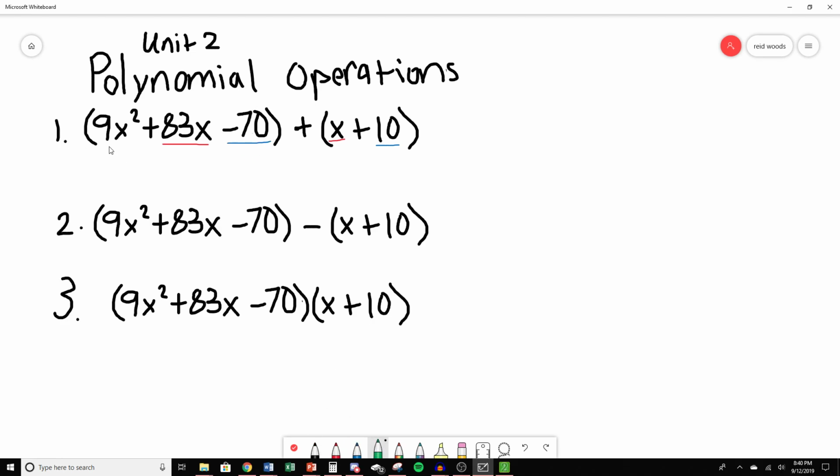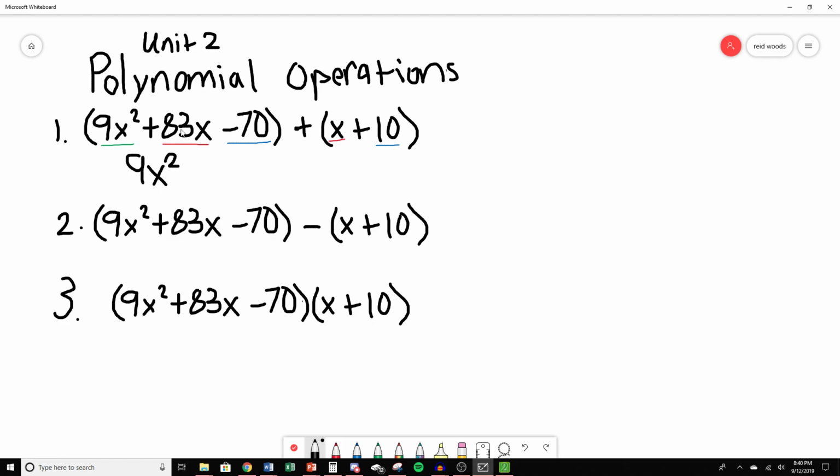Then the last one I have is this 9x squared. Does it have a like term? Looking around, no. There's no other x squared here. So we always start with the highest power for this. If I'm looking at this 9x squared and I'm adding it to nothing, there's nothing here, so I'm just going to drop it down, 9x squared.